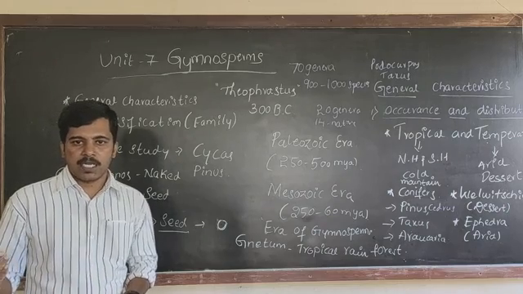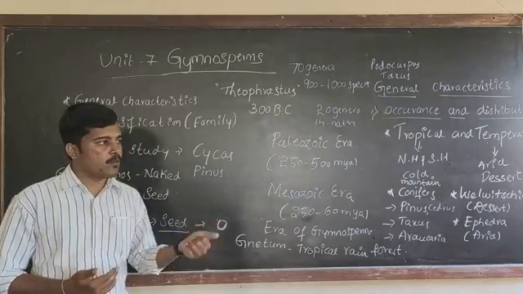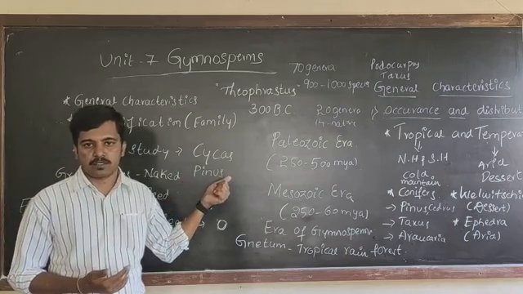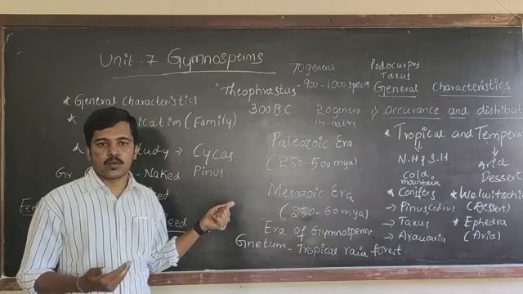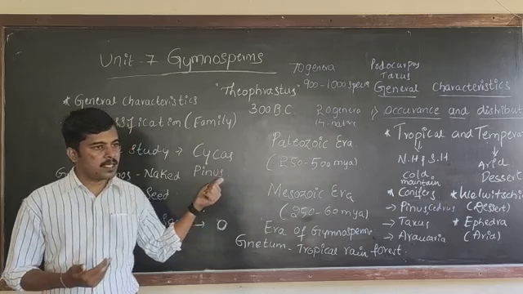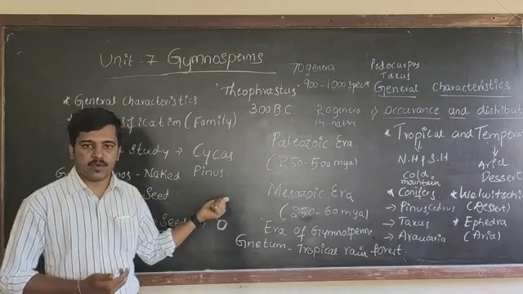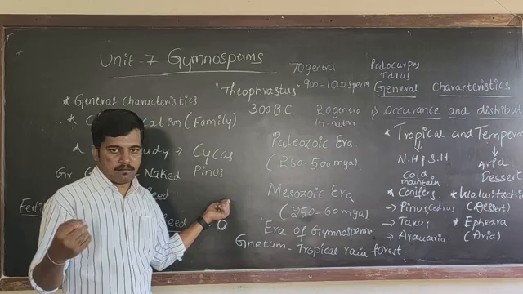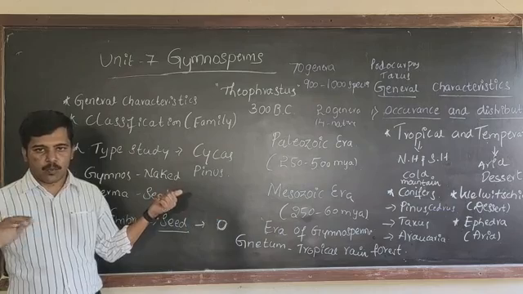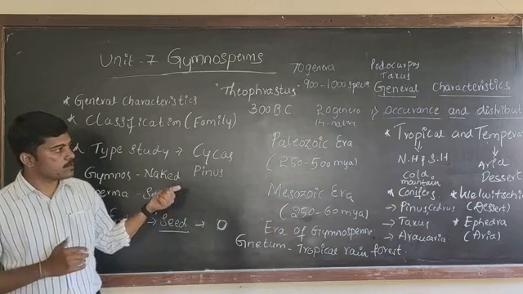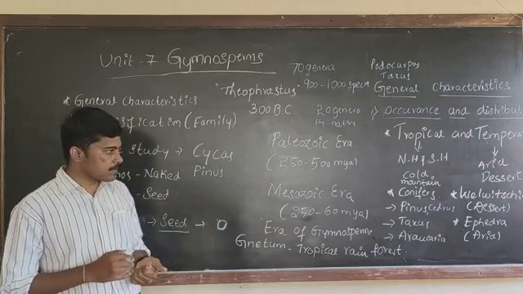All along the 12 months in a year, they are evergreen, and most of them are woody in nature. More than 75% of the gymnosperms are woody. Only some are climbers, like Gnetum, wherein the plant body climbs on a support. Other than that, all other forms of gymnosperms are trees and are woody in nature.